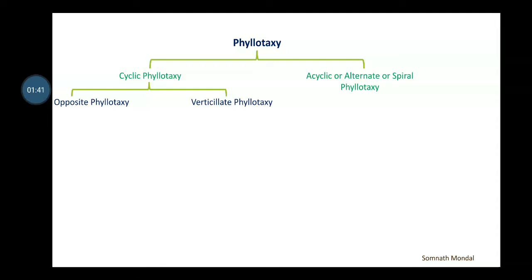Cyclic phyllotaxy is again divided into opposite and verticillate phyllotaxy. In case of opposite phyllotaxy, there are two types: opposite decussate and opposite superposed. Let's discuss each type. Cyclic phyllotaxy.